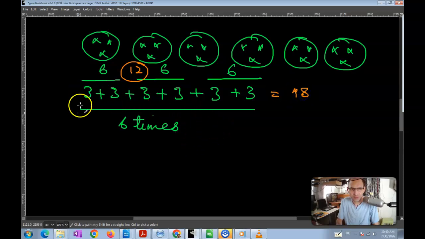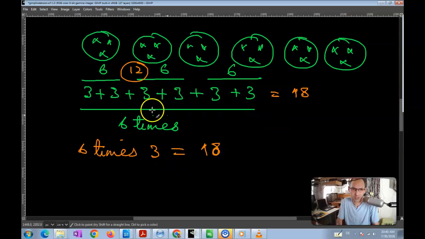So now instead of saying 3 plus 3 plus 3 and so on 6 times, I can say 6 times 3 is equal to 18, right? That's the exact same expression that I've written over here. I have just reformulated that. So instead of writing 3 plus 3 plus 3 6 times, I can say 6 times 3 is equal to 18. And I already know what that is, so that's 18, right?